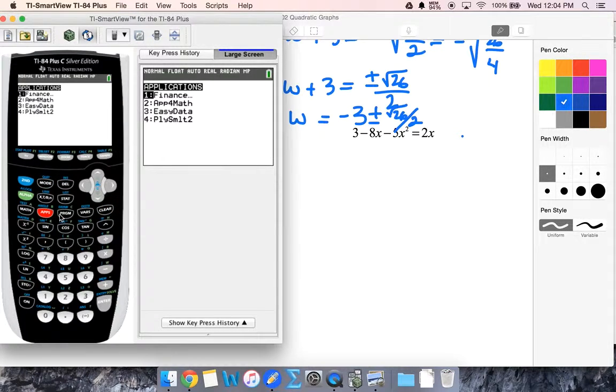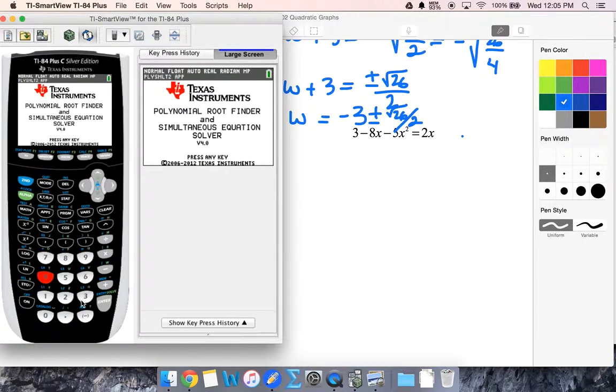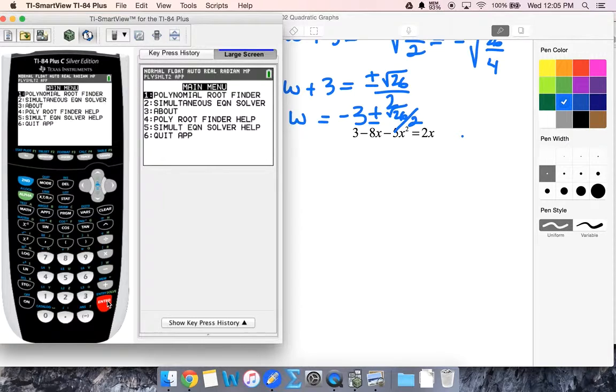Under apps, you have this app called Polysimult 2. So yours might not be number 4. You might have a lot more apps. Right now, I only have 4 on mine. So I'm going to push the 4 to get to Polysimult 2. You might have to scroll for yours. So polynomial root finder and simultaneous equation solver, press any key.